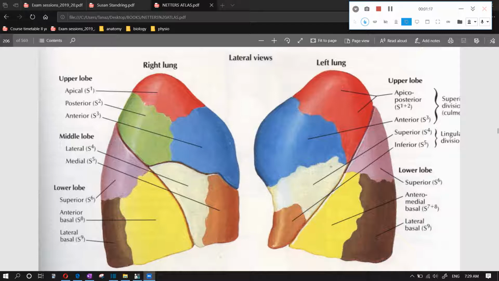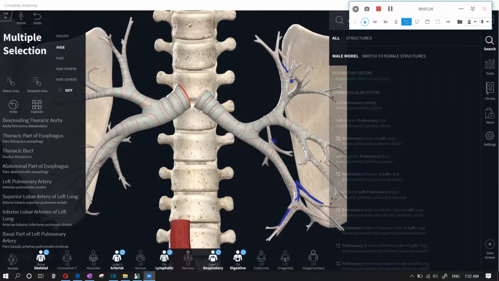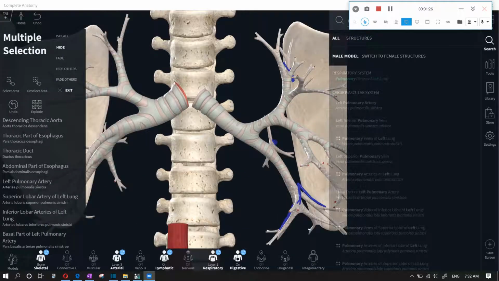But the branching of the left primary bronchus is somewhat similar to the right primary bronchus. Here again we find two lobar branches. The first is the superior lobar branch. It further divides into the apical, lateral, and the inferior. And then we also have the inferior lobar branch here. This branching approximately happens at the level of T5.